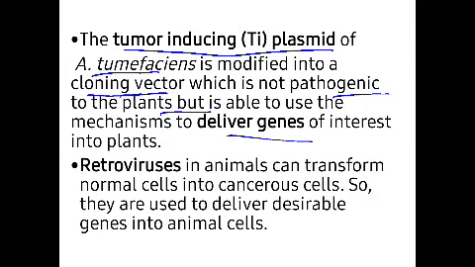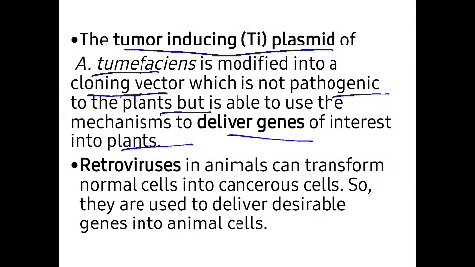That means now the tumor inducing Ti plasmid of A. tumefaciens is no more harmful to the plant. Harmful genes have been removed and a desired gene has been inserted, so that the gene we want will be easily delivered to the plant. So that's why this is used as a cloning vector.